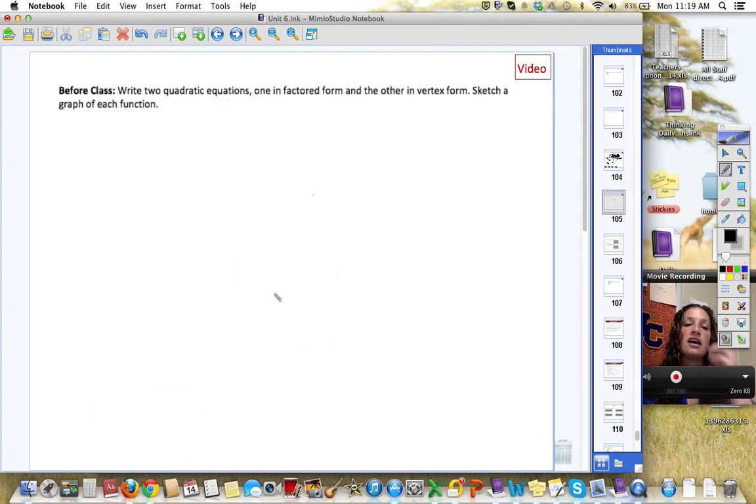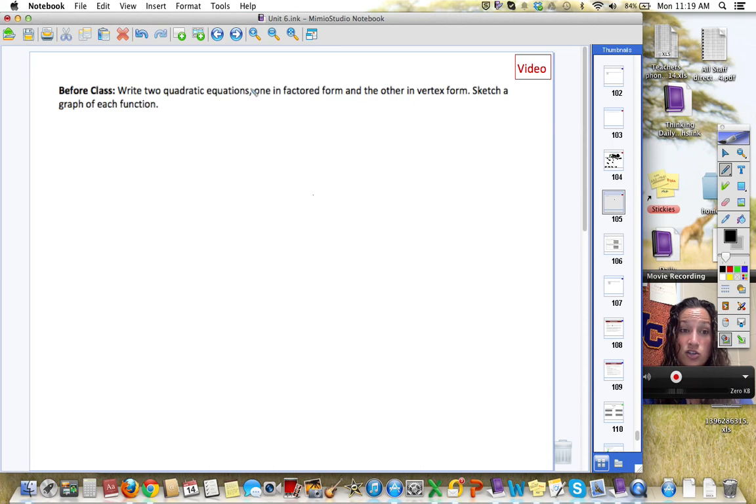So before class, I want you to write 2 quadratic equations. I don't want you to use any that we've done in class. Don't use your notes. Make up one on your own, but you're going to be making up 2. Don't make them the same one. So one is in factored form, and the other is in vertex form. They're not the same, just in different forms. They're completely 2 different things, one in factored, one in vertex.